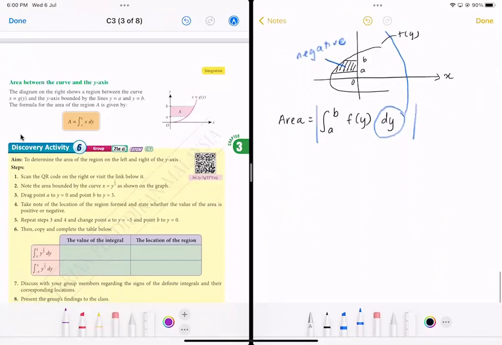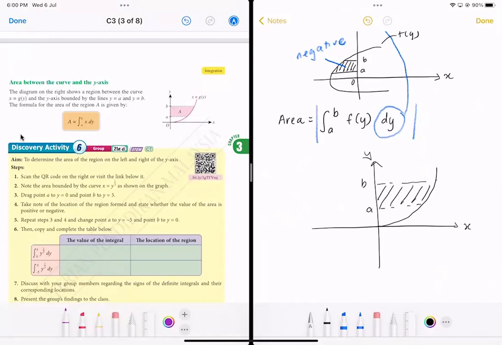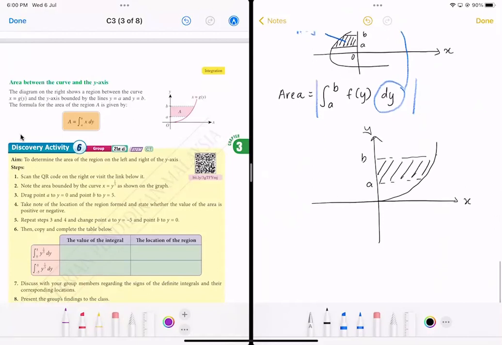If you want a different example where it shows you a positive one, the example will look like this. Y, X, so maybe this is A and this is B. When you integrate this type of function, you will get a positive answer. So this one you don't need to put a modulus. This integration from A to B, once again, has to be f of y, f of y dy. This one will give me a positive value.